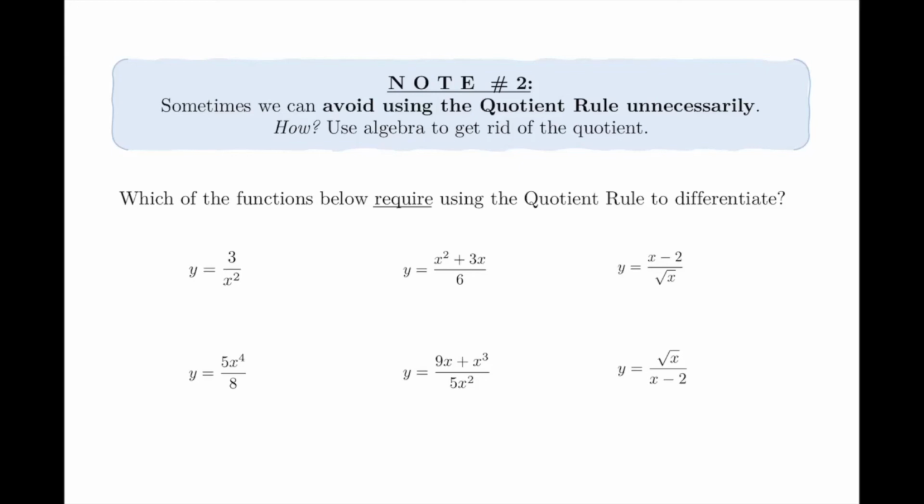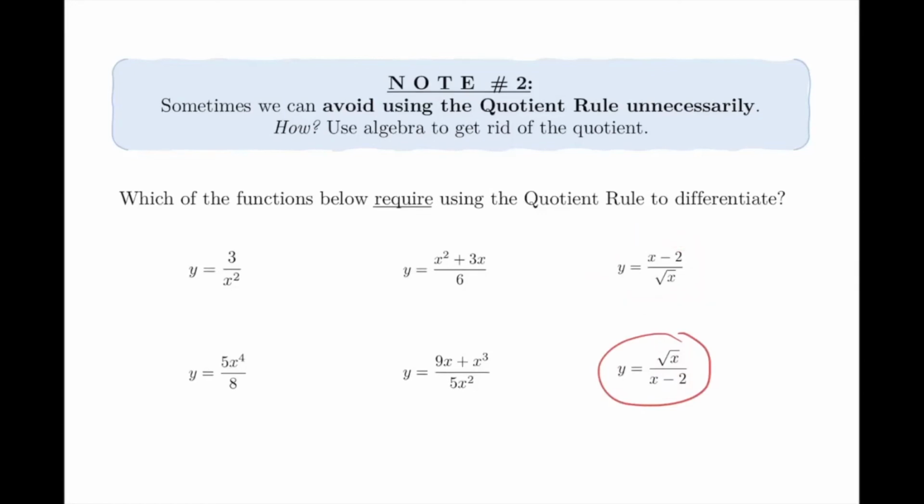There is actually only one function shown in this list that 100% requires the use of the quotient rule, and that is this last function here. We have variable stuff up top and variable stuff in the bottom, so that indicates to us that the quotient rule might be needed, but it's really similar to the function right above it.